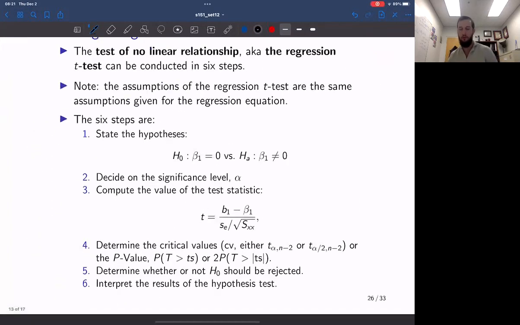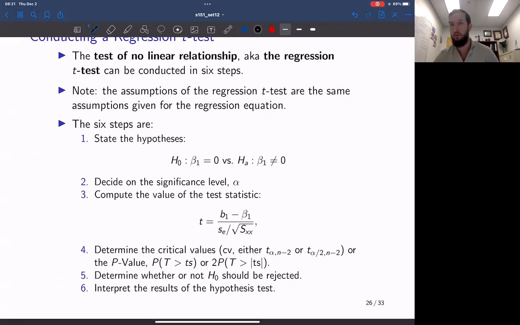All right. Okay, so the formal steps of our test of no linear relationship are given on slide 26. For the test of no linear relationship, we're always conducting a two-sided test of beta 1 being equal to 0. Step 2 is a significance level. Step 3, test statistic. Because of the form of the test, this will always be b1 minus 0 over SE divided by the square root of SXX. Step 4, critical value or p-value. It's a t-test, so we're going to use the student's t-table. Step 5, decision. Step 6, conclusion.